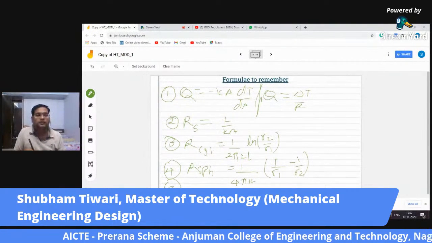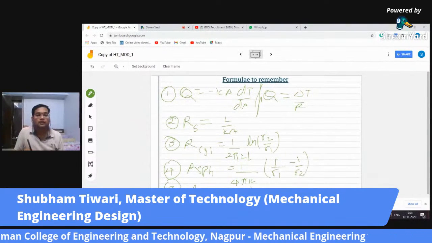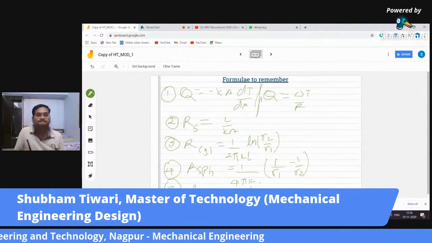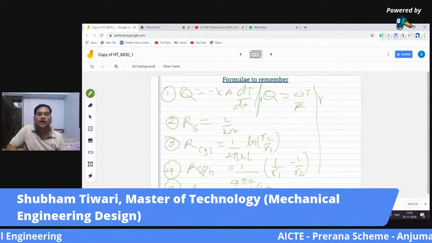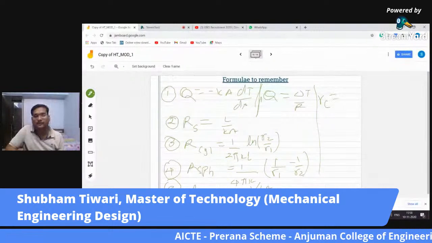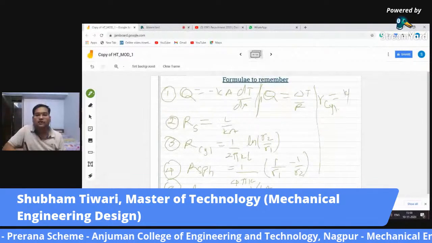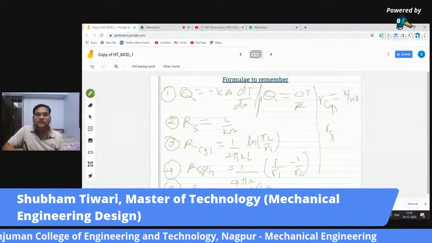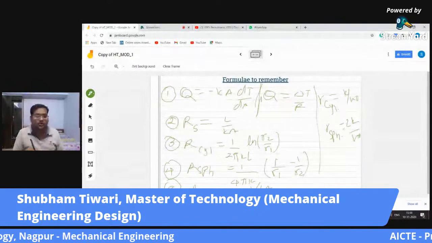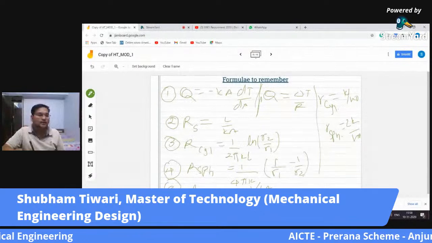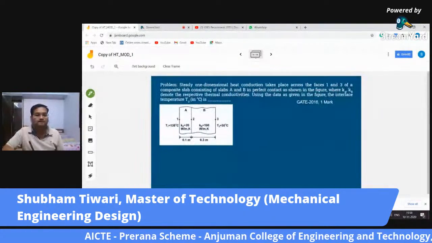And finally, we have some more. R convection is 1 upon hA. Then we had critical radius: for cylinder it was K upon h0, and for sphere it was twice K upon h0. So these were the important topics that we saw in this unit. Now let us try and solve a couple of problems.